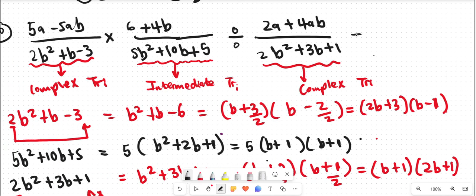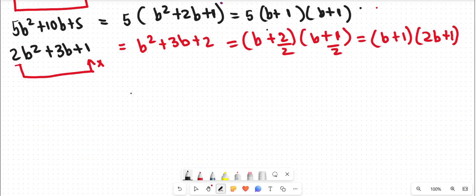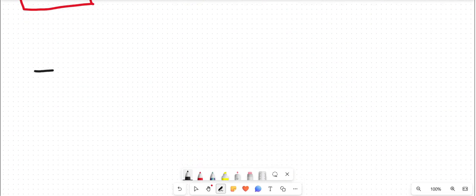So this fraction now looks like this. I'm going to also factorize this HCF, I'm going to also factorize this HCF there as well, and I'm also going to do this HCF. Alright, so let's do it down here.